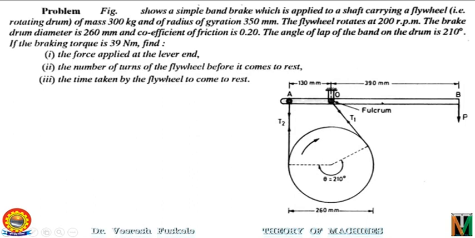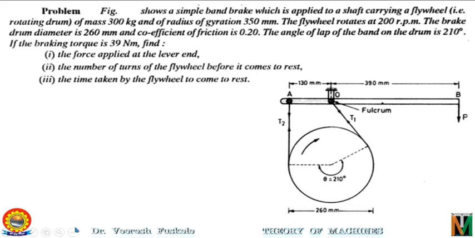The flywheel rotates at 200 rpm. The brake drum diameter is 260 mm and the coefficient of friction is 0.2. The angle of lap of the band on the drum is 210 degrees. If the braking torque is 39 Newton meter, find the force applied at the lever end, the number of turns of the flywheel before it comes to rest, and the time taken by the flywheel to come to rest.